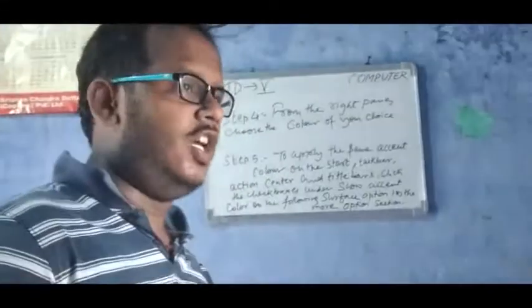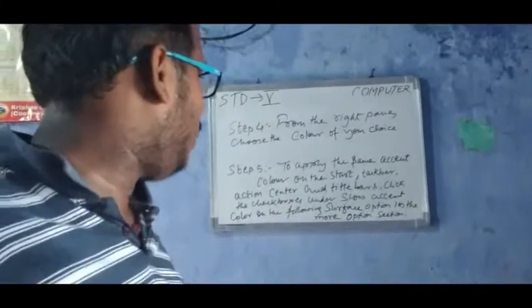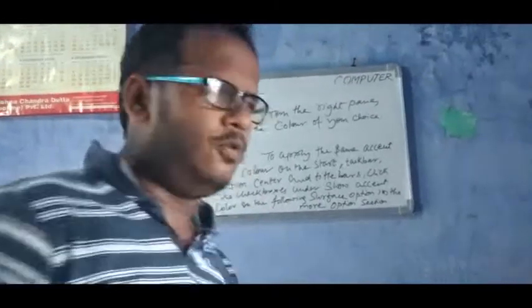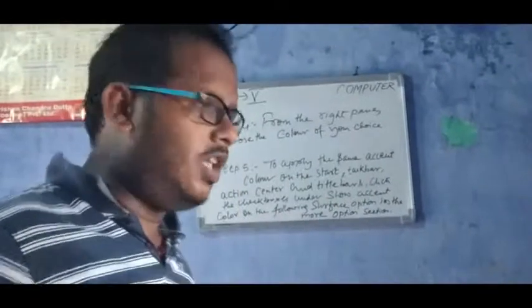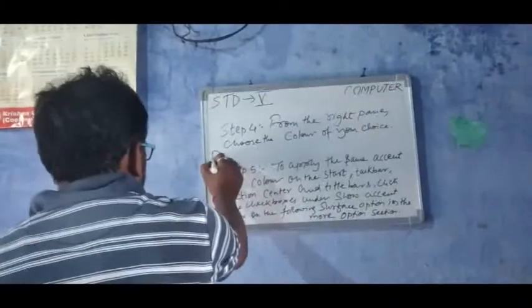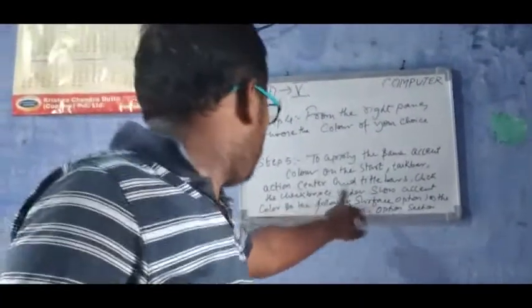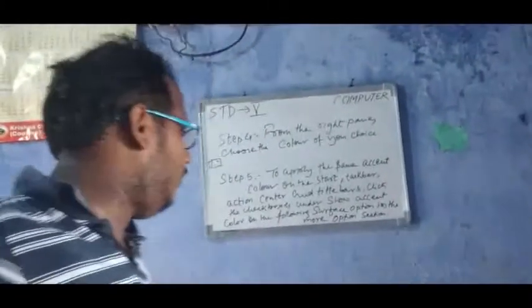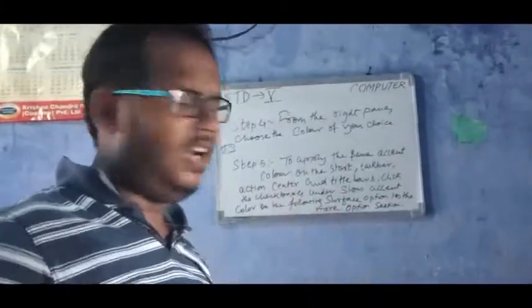Step 4. From the right pane you need to choose the color that you want to give. Step 5. To apply the same accent color on the start, taskbar and action center, click on the checkboxes. Under the show accent color on the following surfaces options, all these options have a checkbox, and you need to click on them to get the desired result.